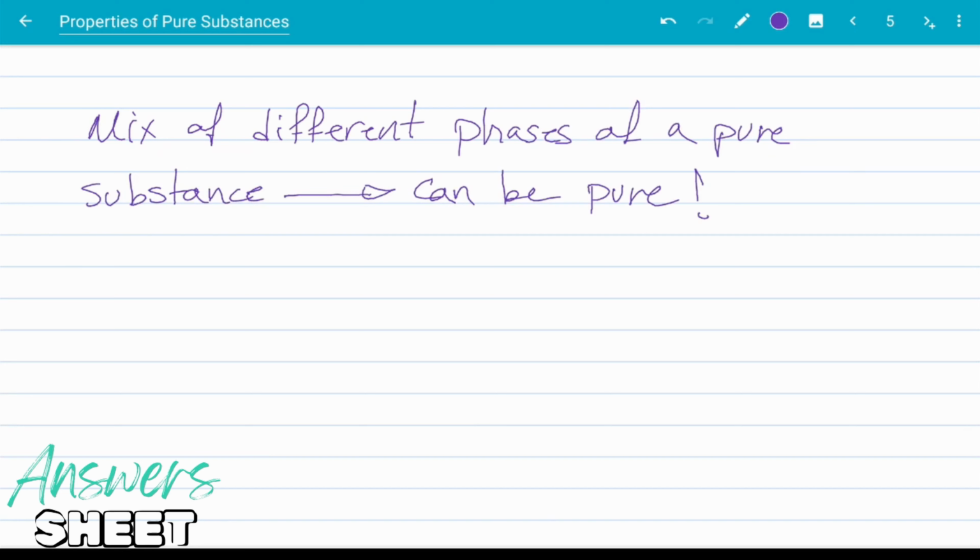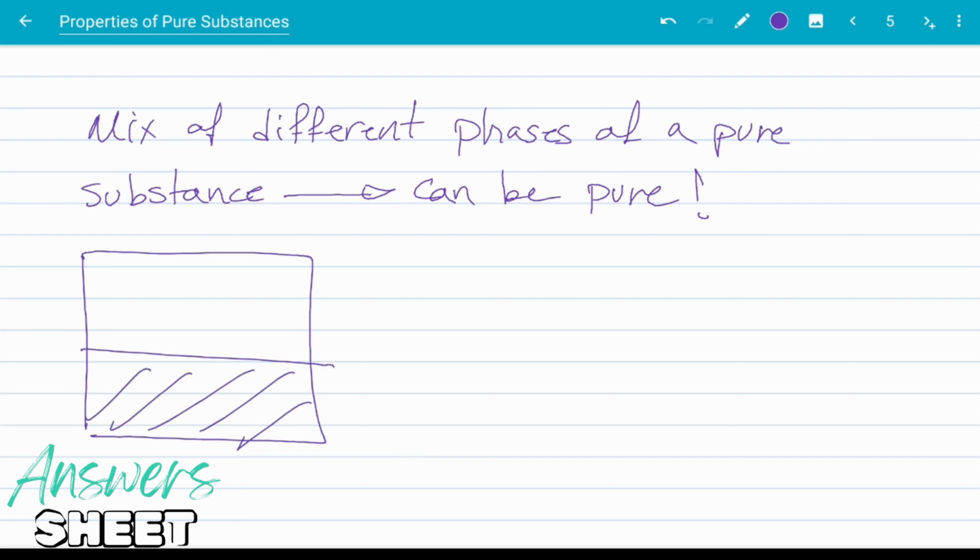Now, a mix of different phases of a pure substance can still be a pure substance. An example of this is water and water steam or water vapor. Now, consider a container like this. We have liquid water here, and then we have vapor or gas form of water on top.